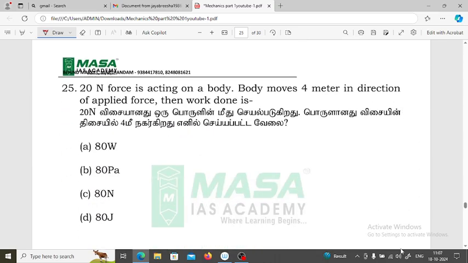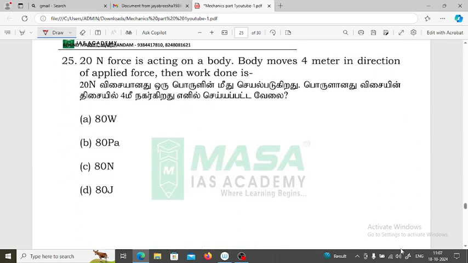Question number 25. A 20 Newton force is acting on a body. The body moves 4 meter in the direction of the applied force. Then the work done is?